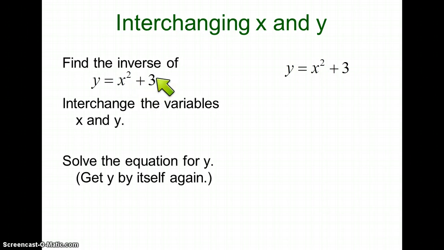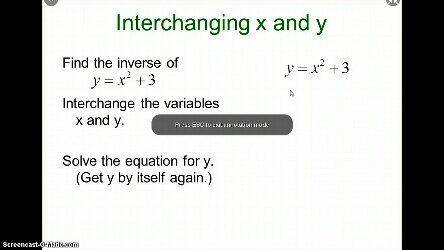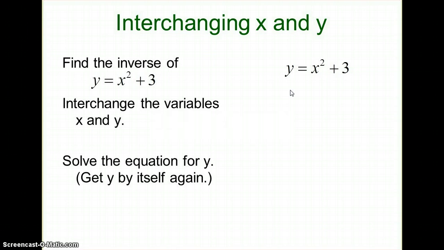Here we're going to do this example. We're going to find the inverse of y equals x squared plus 3. The first thing it says I need to do is interchange my variables, which means I need to actually take the y and make it an x, and the x and make it a y.